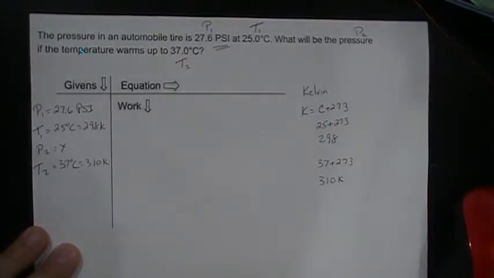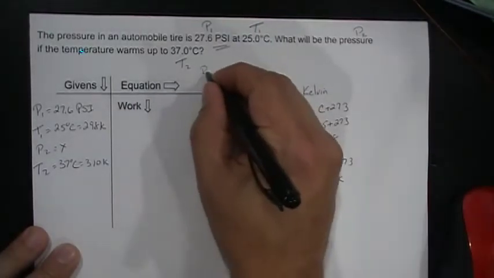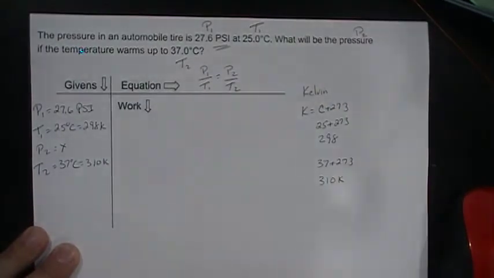Now I look at my givens: P1, T1, P2, T2. That's going to be Gay-Lussac's law. P1 over T1 equals P2 over T2. It's the only equation that matches up with those letters.